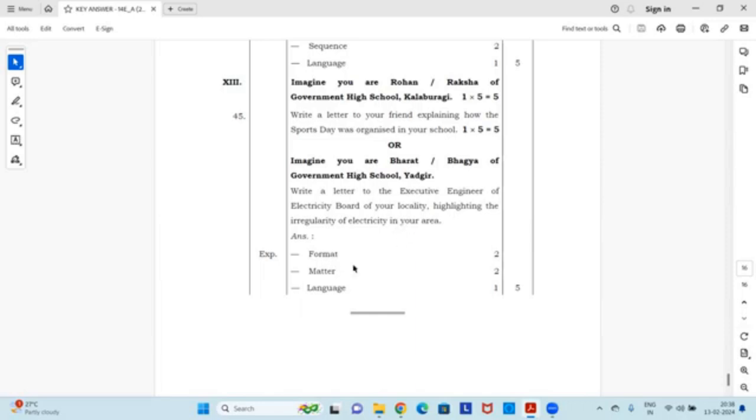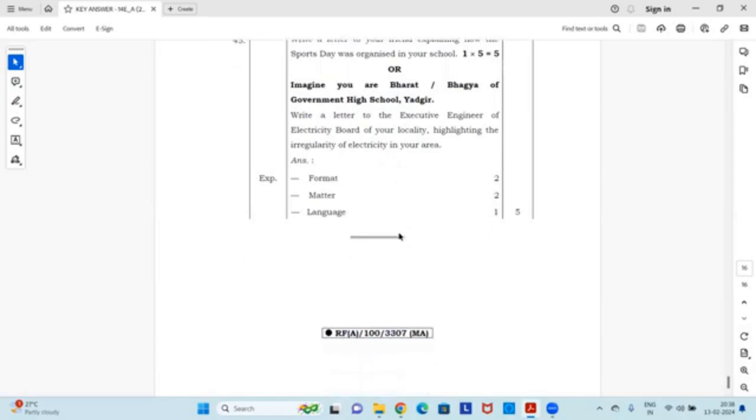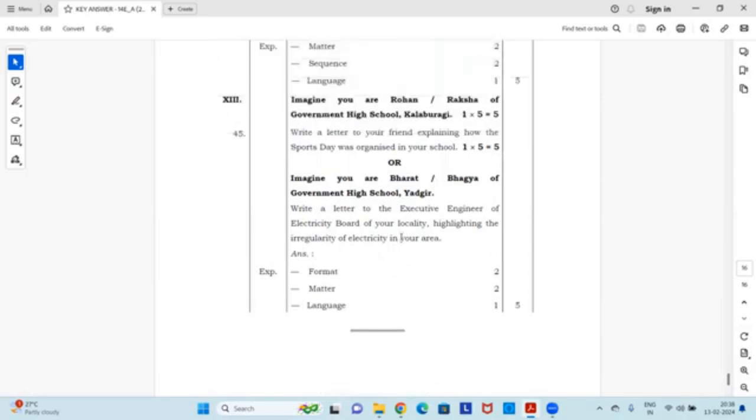So you should know the format, and the matter written and the language used. This is how you will be given the marks. I hope you all know the format and how to write it. So with this, we come to an end with the model question paper of first language English.